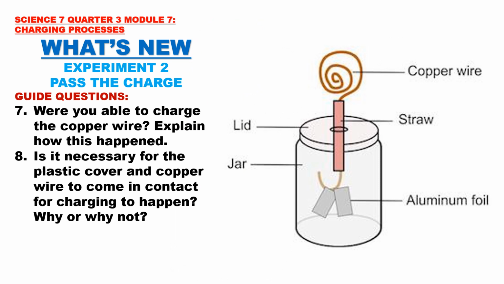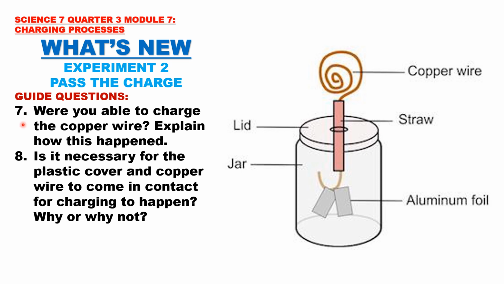So, the next step after the making of the improvised electroscope is to rub a tissue paper against a plastic cover. And then, bring the plastic cover near but not touching the copper wire. So, after doing that, we are now going to observe what happens. And then, we need to answer the following guide questions.